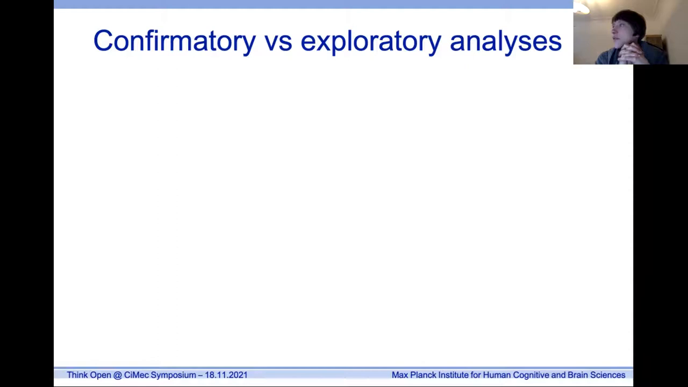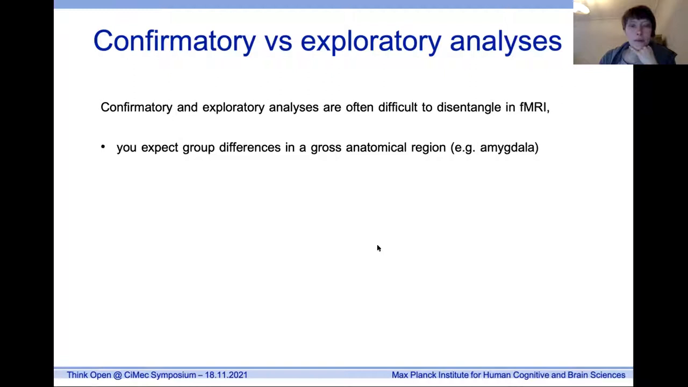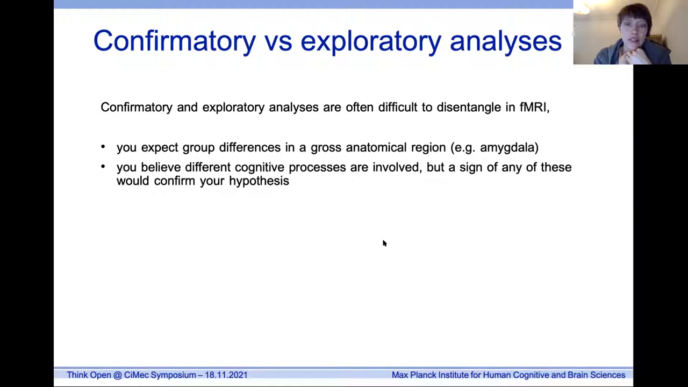So you would really have to think that people formulate their hypothesis in this way, so in this very generic way. And then I think it becomes clear that actually all of these, in the way that they are written, are pretty exploratory, so they are not really falsifiable. For example, if you expect group differences in amygdala, let's say, I will show this in a bit. And also, if you believe that different cognitive processes are involved, but any sign of these would confirm your hypothesis, you are also more or less exploring.